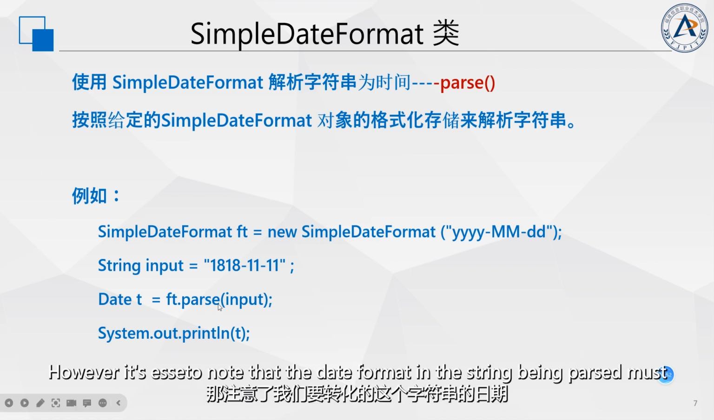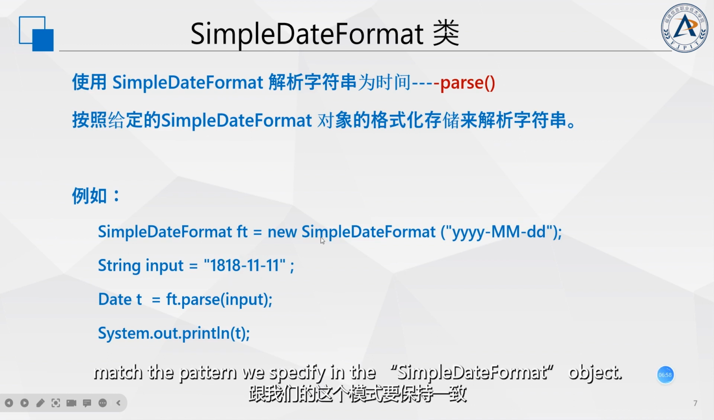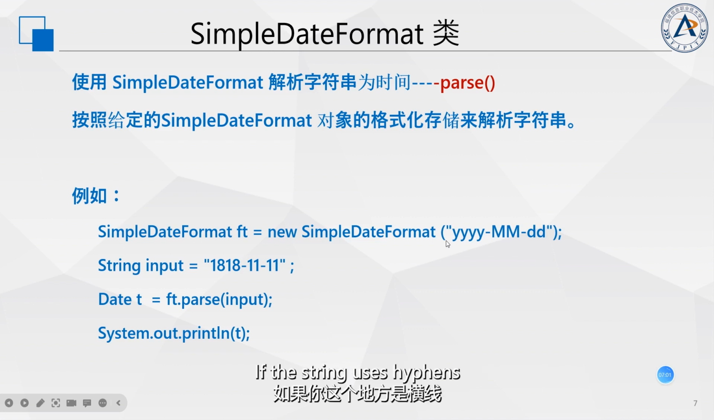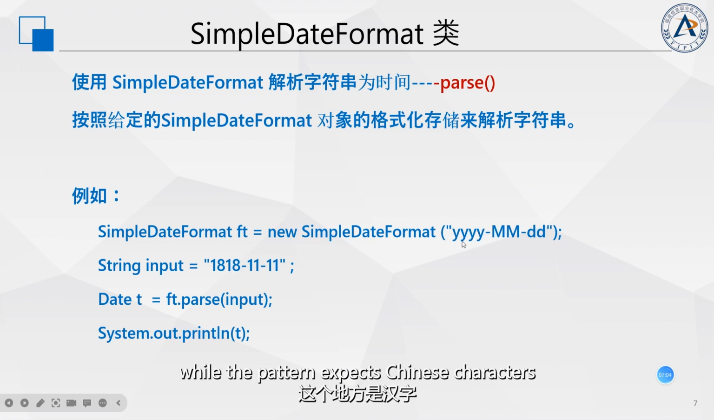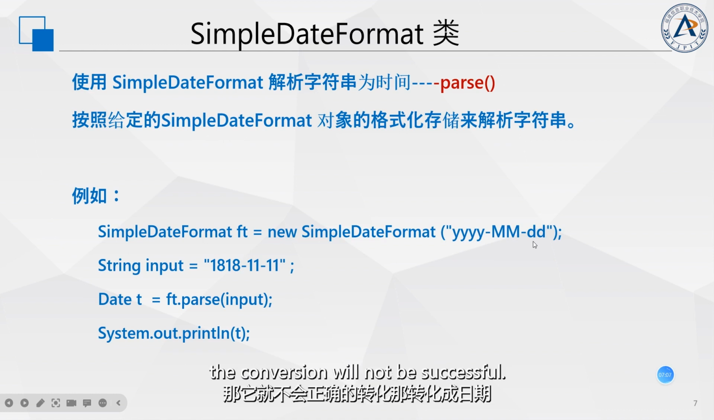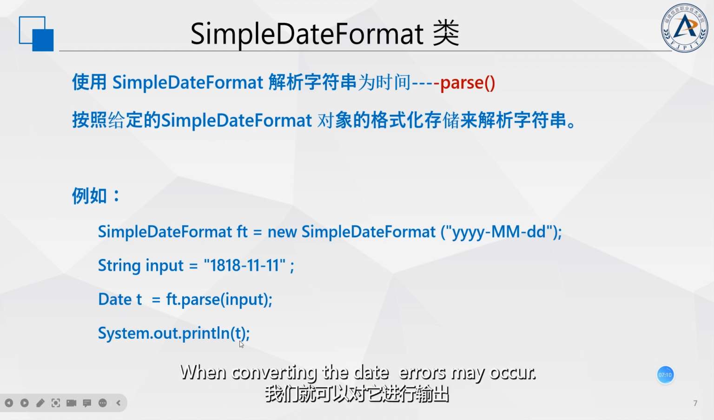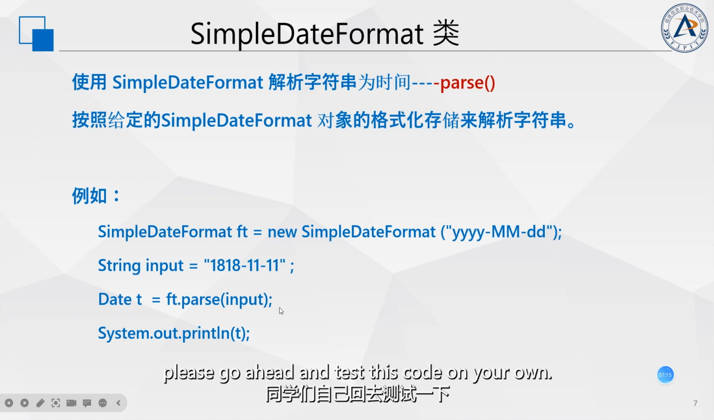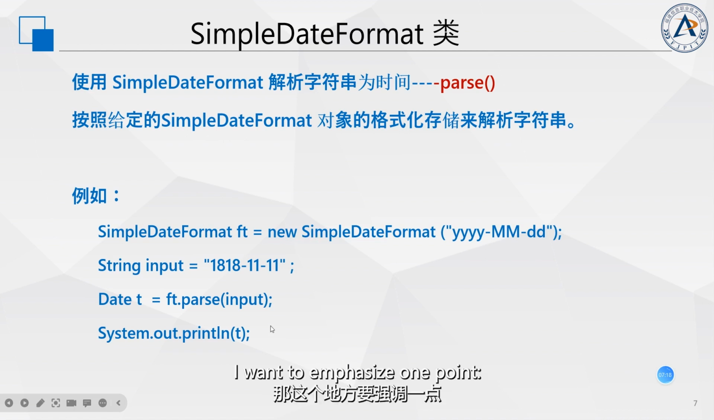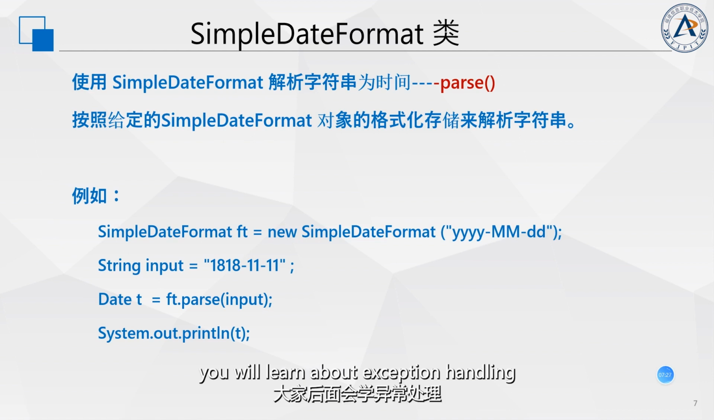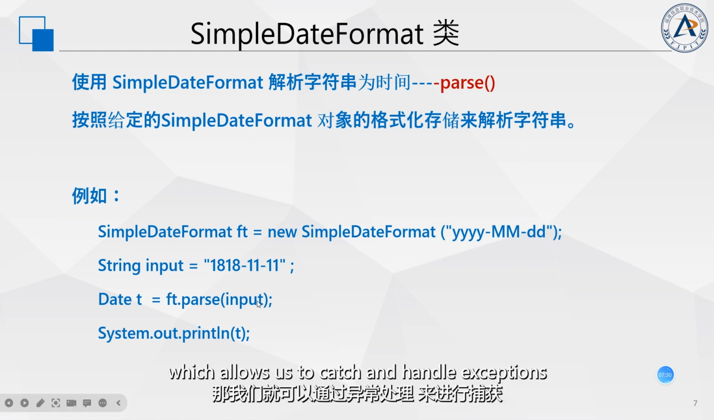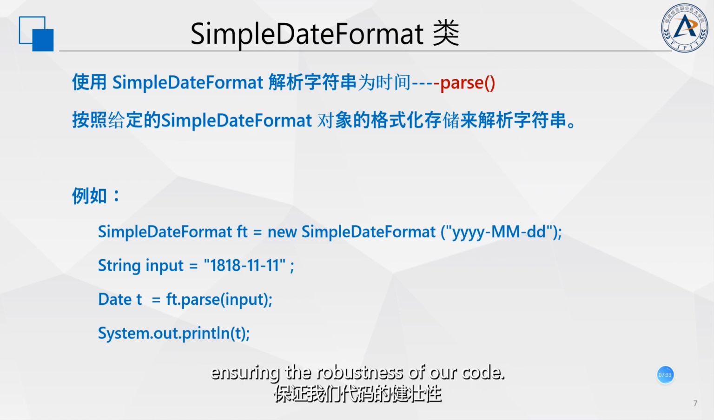However, it's essential to note that the date format in the string being parsed must match the pattern we specify in the SimpleDateFormat object. If the string uses hyphens, while the pattern expects Chinese characters, the conversion will not be successful. When converting the date, errors may occur. Then we can output the converted date. Now, everyone, please go ahead and test this code on your own. I want to emphasize one point. When converting dates, errors may occur. In such cases, what should we do? Later, you will learn about exception handling, which allows us to catch and handle exceptions, ensuring the robustness of our code.